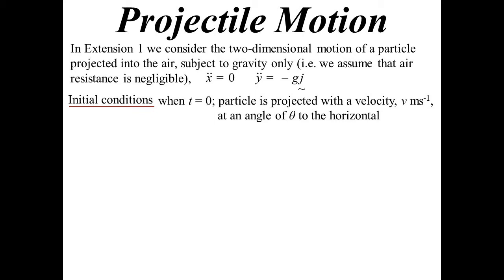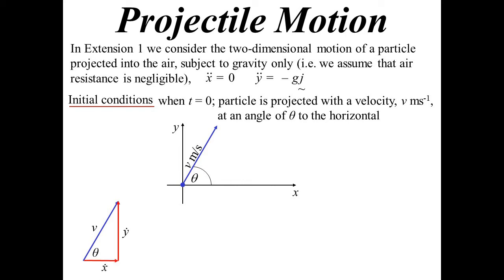So let's just draw a little diagram here. So there's my number plane. We're going to start off, we're going off at an angle of theta with a value of v. So there's my initial vector. Now, to work out the initial conditions horizontally and vertically, we can look at the components of this vector v.